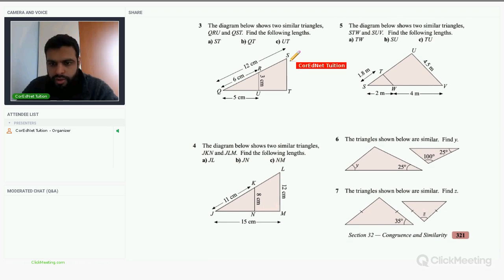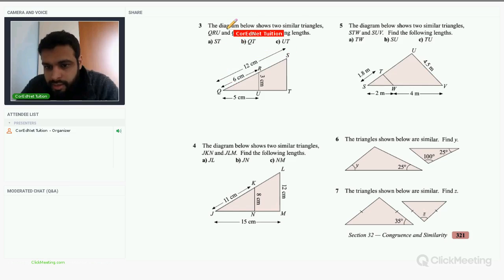How about here? We've got the diagram below. Am I moving too fast, or are you guys okay so far? Yes, we are on a roll. We have to be on a roll because you guys have got your exam coming up soon. Okay, good.